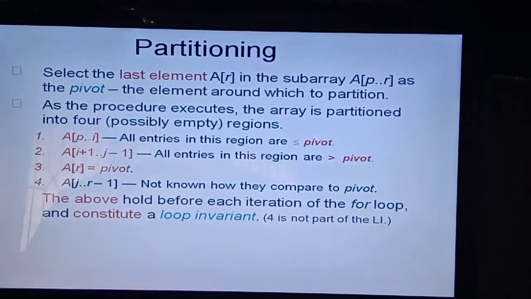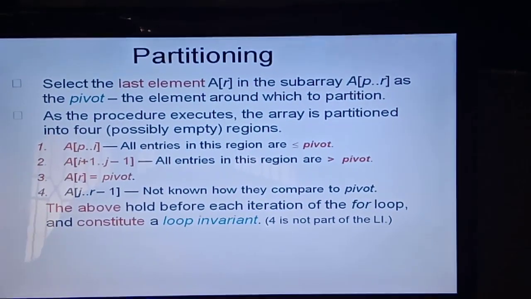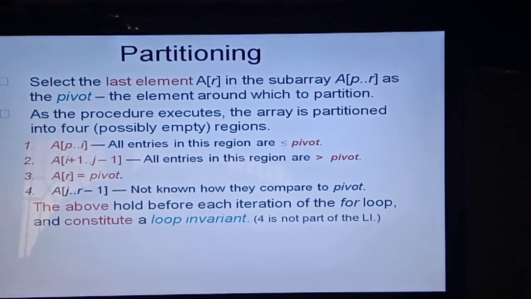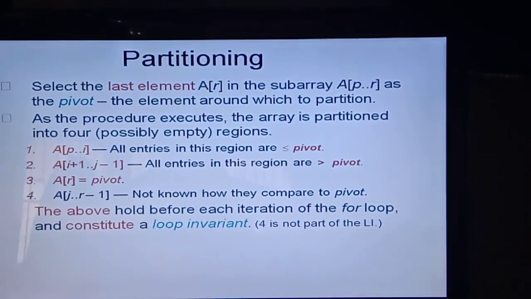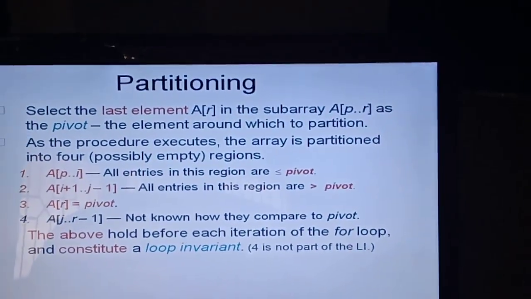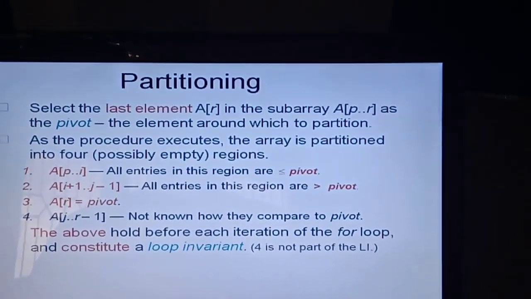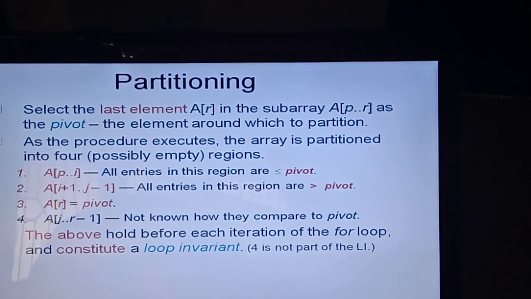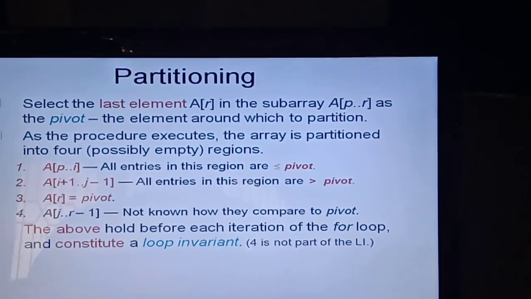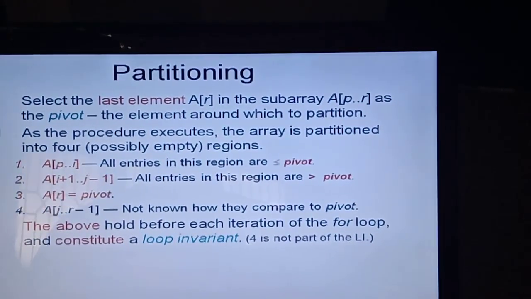Partitioning. Select the last element A[r] in the subarray as the pivot element, the element around which we have to partition. As the procedure executes, the array is partitioned into 4 regions. A[p to i], all entries in this region are less than the pivot. A[i+1 to j-1], all entries in this region are greater than the pivot. A[r] is the pivot element. A[j to r-1] are not yet compared to the pivot, that is nothing but the loop we are performing here.